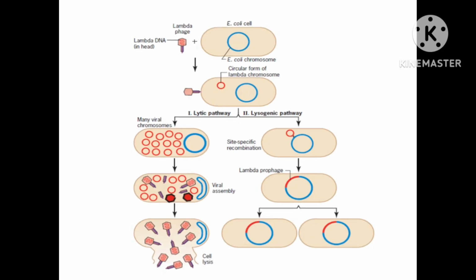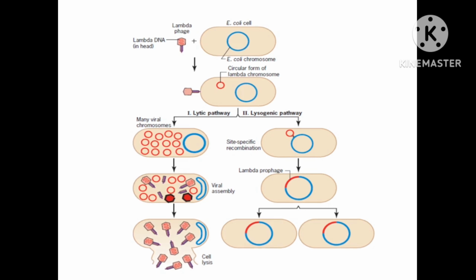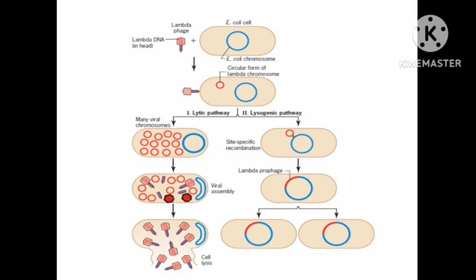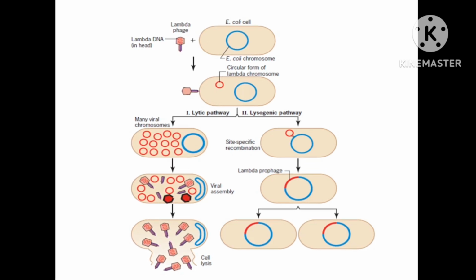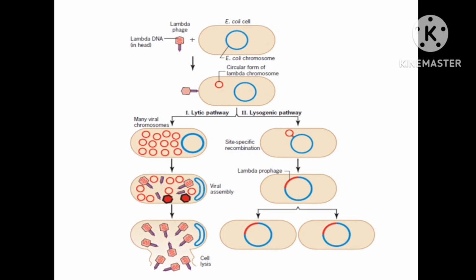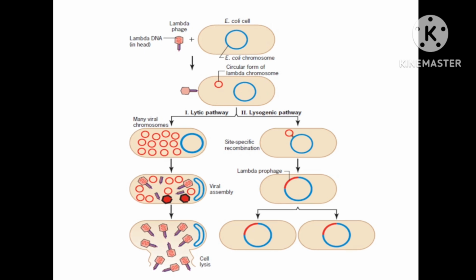This figure shows life cycle of bacteriophage lambda. Firstly, lambda phage attaches to E. coli cell and injects its DNA. The linear DNA of lambda phage is converted into circular form inside the E. coli cell. Then this circular lambda chromosome can either enter the lytic pathway or lysogenic pathway.